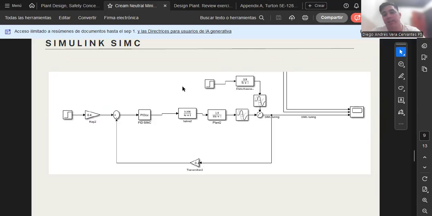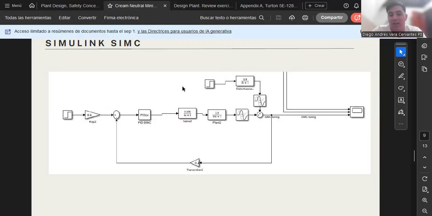Okay, the tau d is obtained from the calculation. This block continuously adjusts the control signal to minimize the error. The PID output then goes to a block that models the valve with the transfer function, as we can see, 0.106 over 4s plus 1.